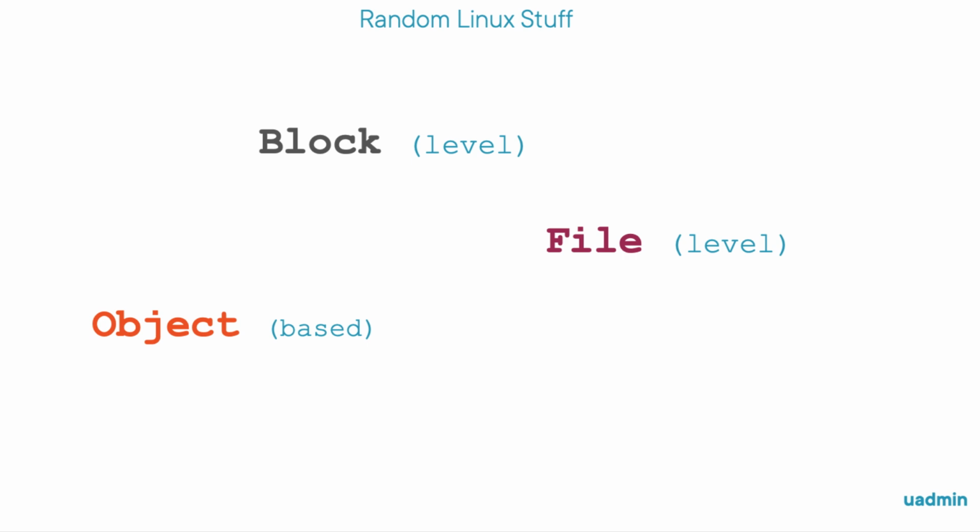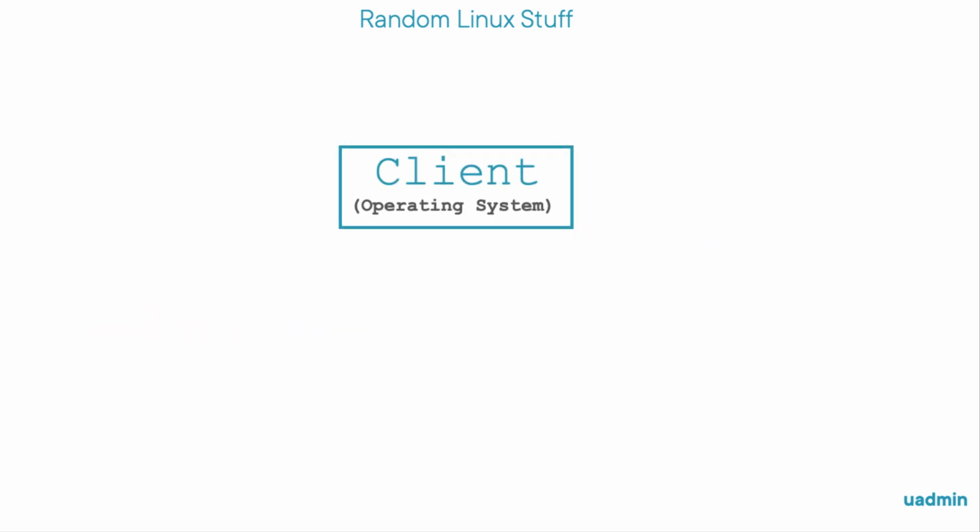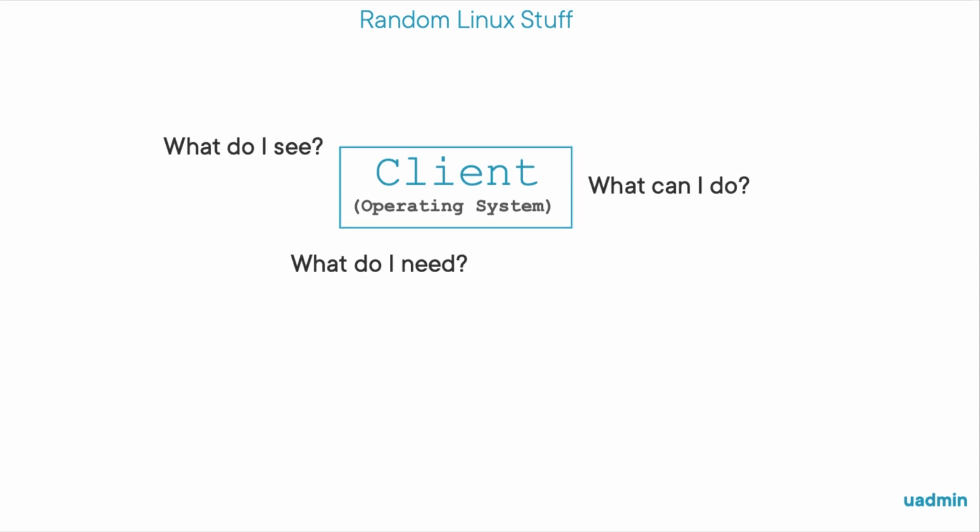When we think of storage nowadays, the following three solutions immediately pop up: block level, file level, and object-based storage. To my mind, getting to grips with these storage solutions can best be done by simply looking at it from a client perspective. So what does the client see? What's the client's level of control? And what does the client need? And things like that.